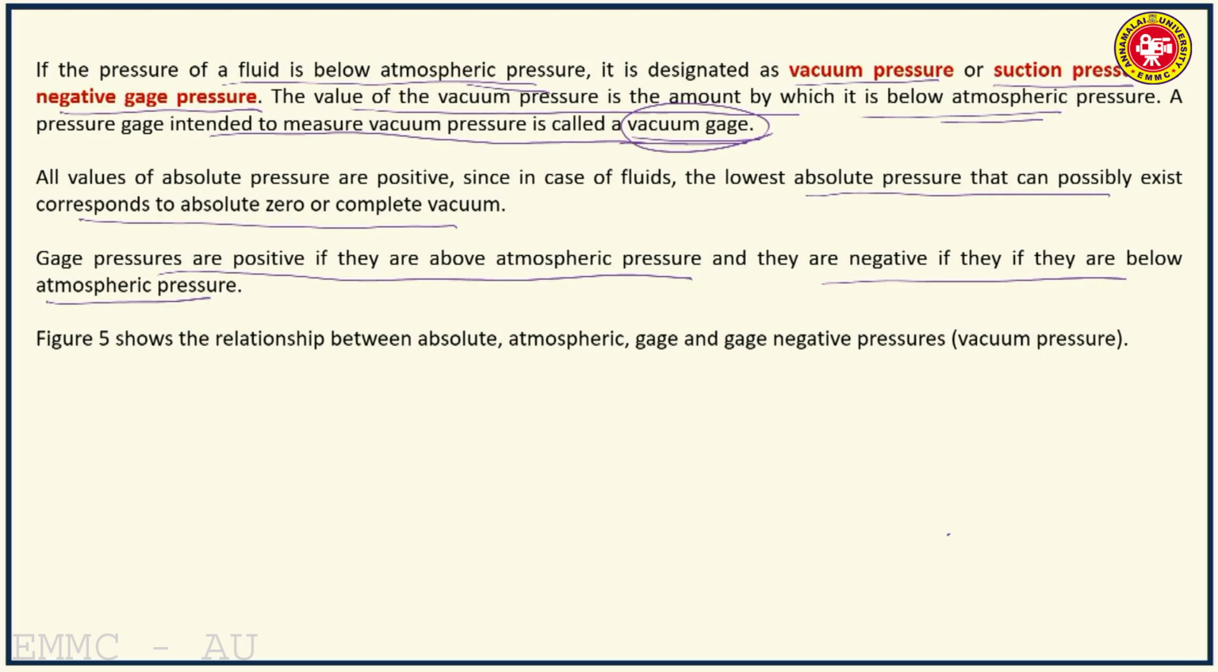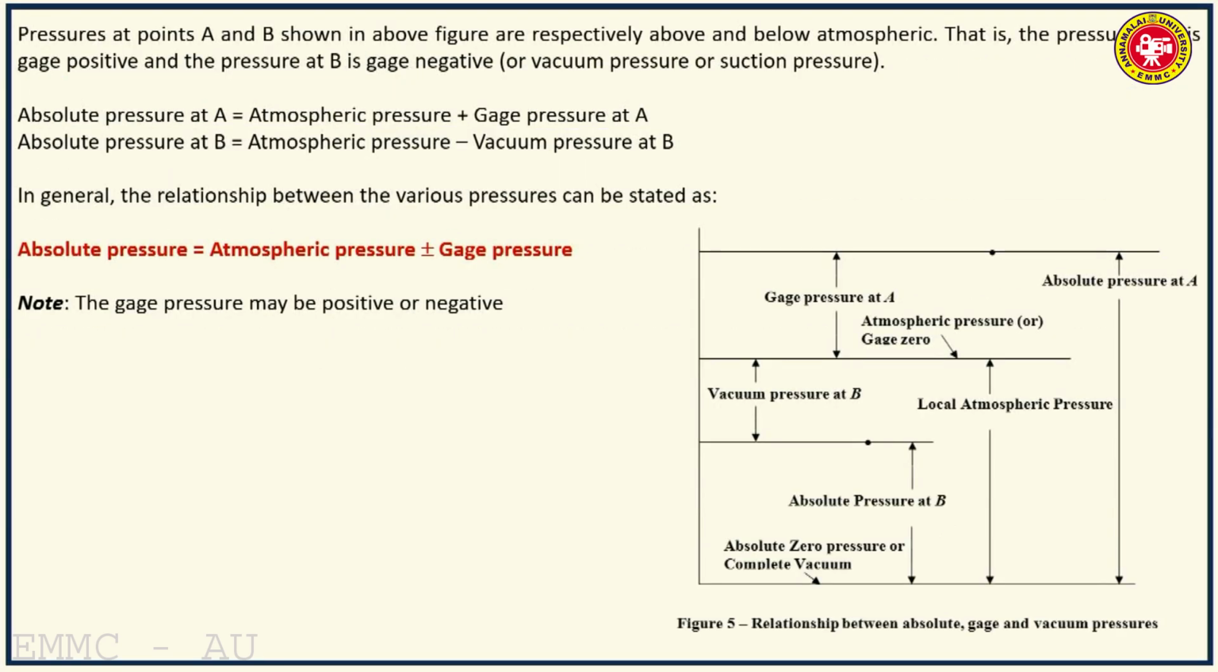Now all these points which we discussed can be shown in the form of a diagram. The relationship between absolute, atmospheric, gauge and negative gauge pressures can be shown by this diagram. See, I have referred to two datums. This is one datum, that is the absolute zero pressure or complete vacuum. The other datum is this one, the atmospheric pressure or gauge zero.